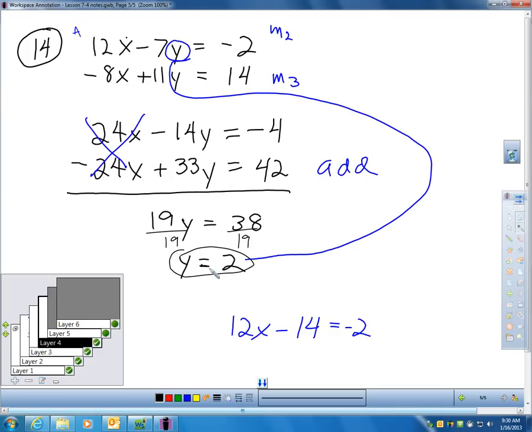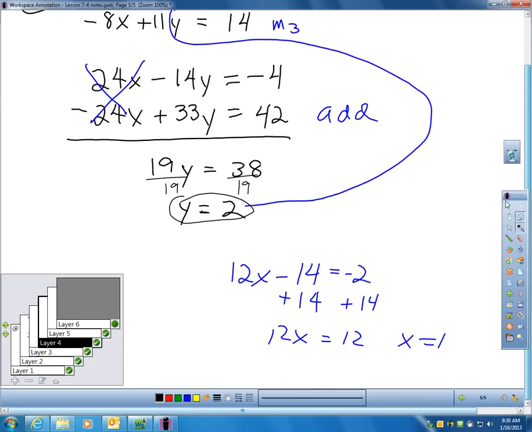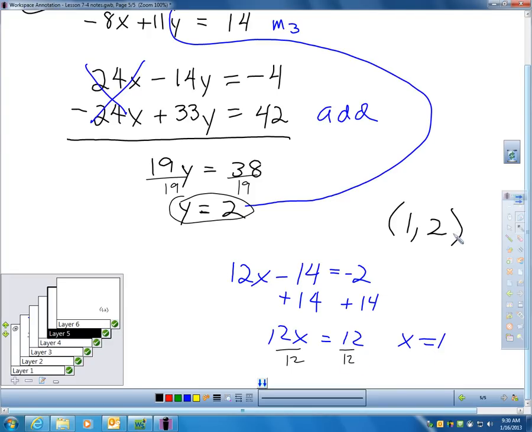Now that I know that y equals 2, I can substitute 2 in for y. I get 12x minus 14 equals negative 2. I added 14 to each side, which gives me 12x equals 12. I divide each side by 12, and I just found out x is 1. So my ordered pair is 1, 2.